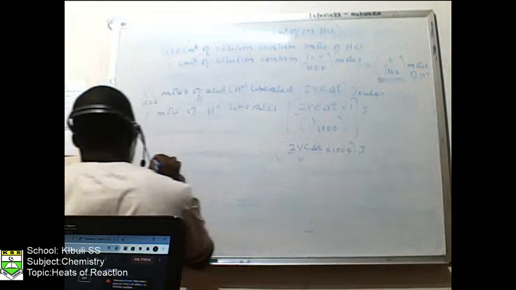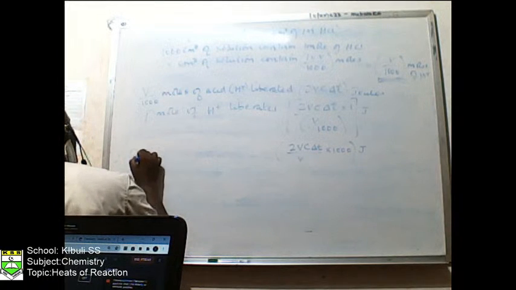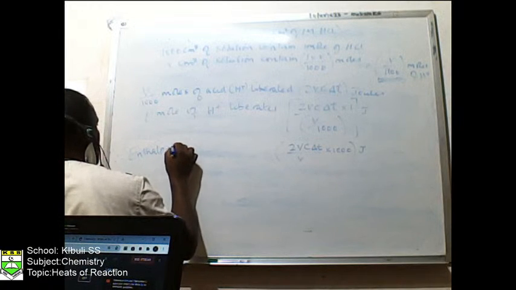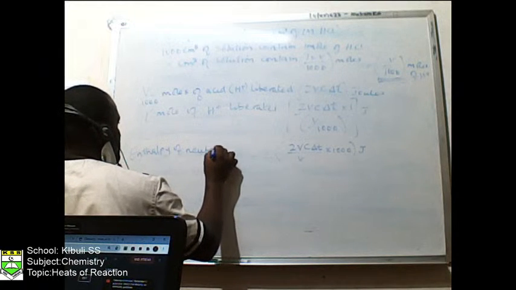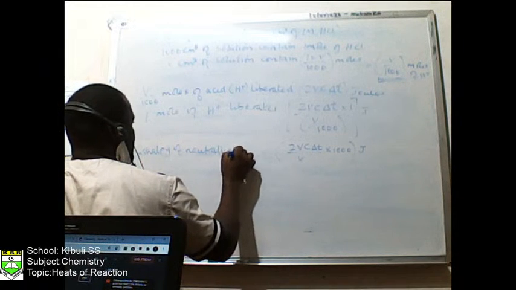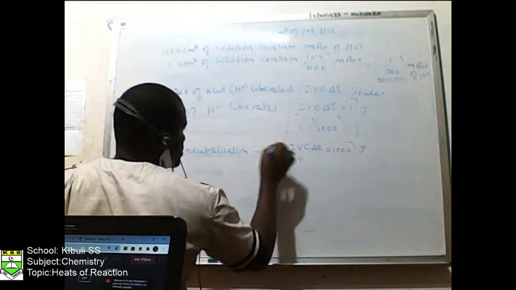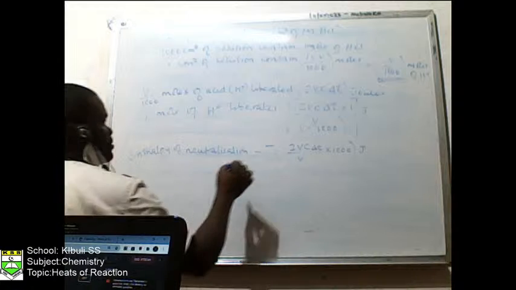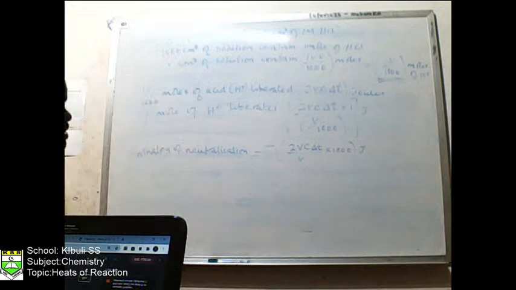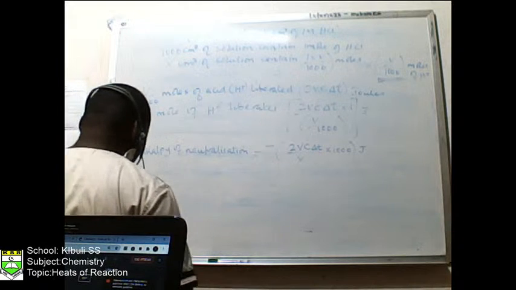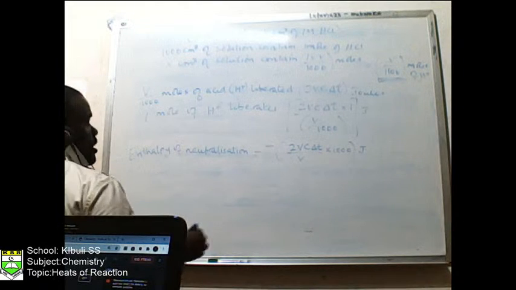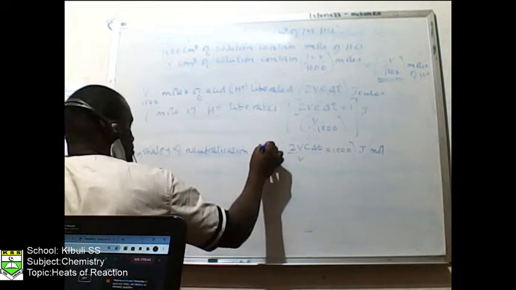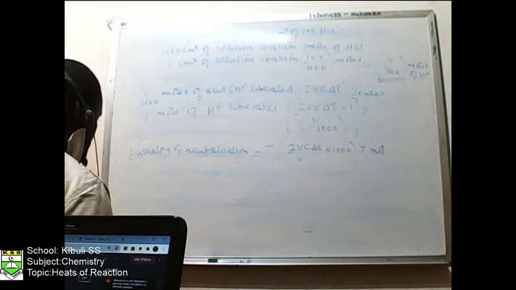joules. And if we call this enthalpy, because the energy given out when 1 mole of hydrogen ions reacts, enthalpy of neutralization will be equal to this value, but with a negative sign, because heat energy was given out, so the process is exothermic. When the process is exothermic, the enthalpy change is negative, and this will be joules per mole. So that's the enthalpy of neutralization in the experiment.